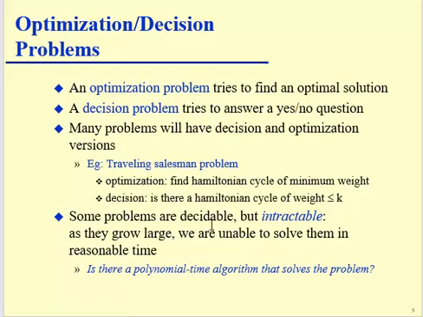So some problems are decidable but intractable because as they grow large, we are unable to solve them in reasonable time. That means like you take this traveling salesman problem. The complexity of that is in the order of 2 raised to power n. So we won't be able to solve them as the value of n becomes large. But is there a polynomial time algorithm that solves the problem? So we have to see this thing. Do we have any polynomial time algorithm for all these problems? All these problems can't be solved in polynomial time by using deterministic algorithms.